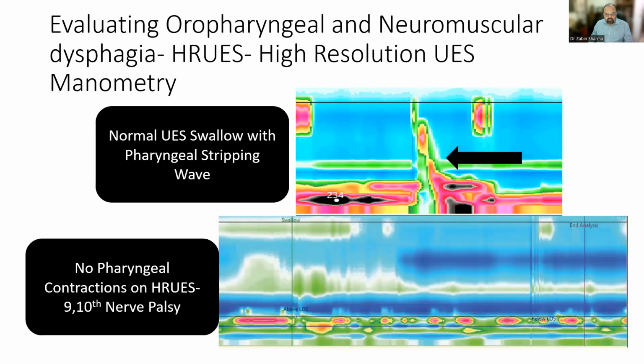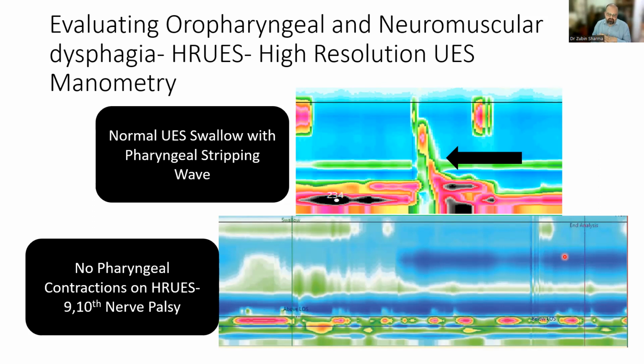So this is something I routinely do, something called a high resolution pharyngeal or esophageal or UES manometry. In the first image you can clearly see that there is some amount of pharyngeal swallow that is happening around here. These are from the pharyngeal muscles, called the pharyngeal stripping wave. And in this case, the patient had a 9/10 nerve palsy, and you can hardly see any of the contractions happening in the pharynx. Now the problem with HRUES is that classically you are dependent on solid state equipment to really do a UES manometry, but there is now increasing experience and increasing data of using water perfused equipment to do this manometry.